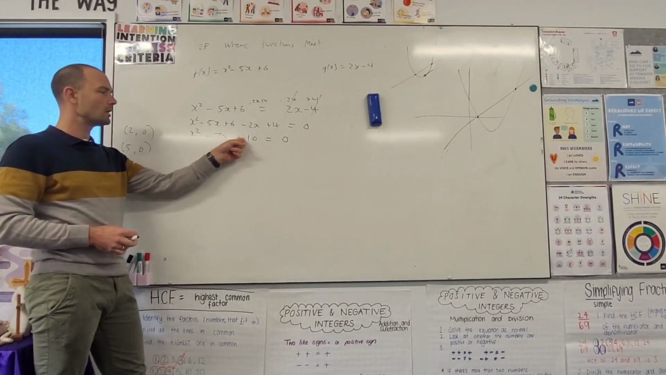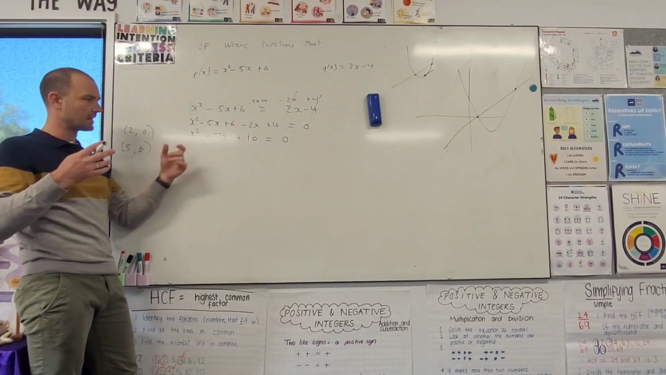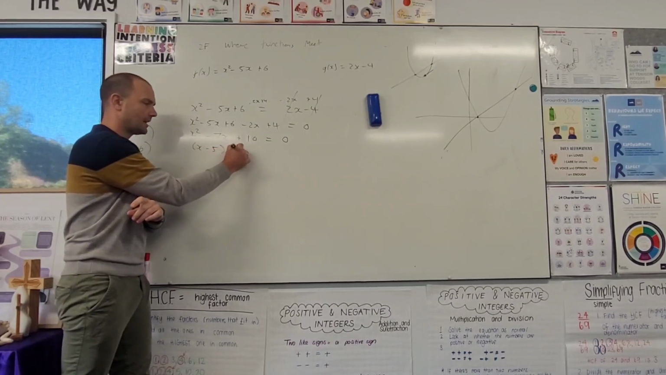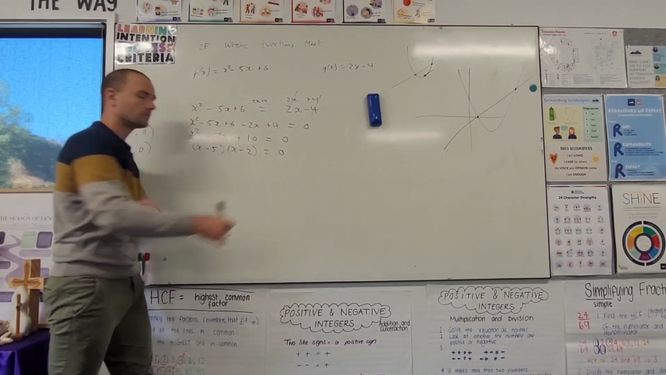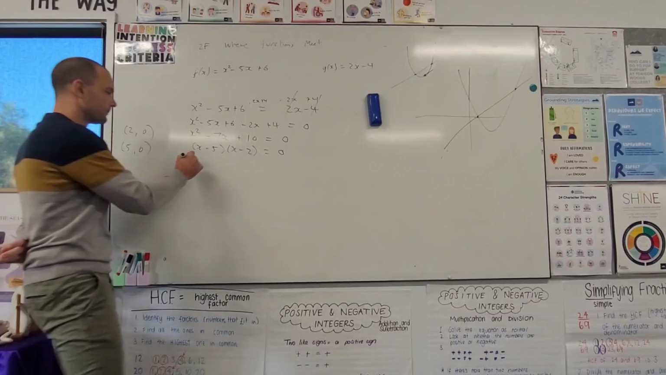Alright, so we're looking for two numbers that multiply together to give us positive 10. And when we add them together, we get minus 7. This will, of course, be negative 5 and negative 2. Minus 5 times negative 2 gives us positive 10. And when we add those together, we get negative 7. Apply the null factor law.